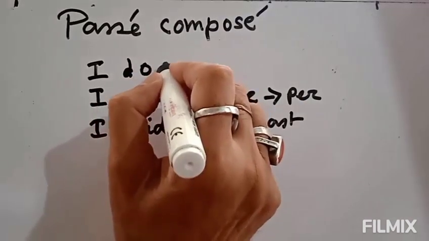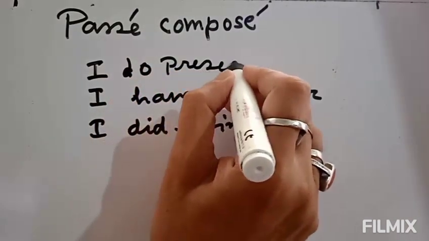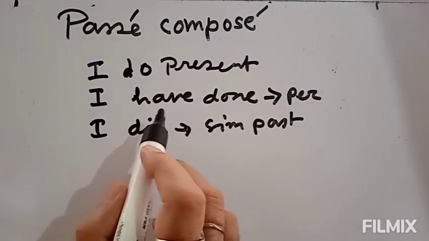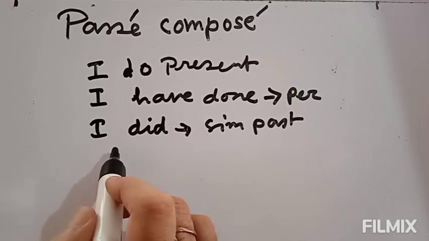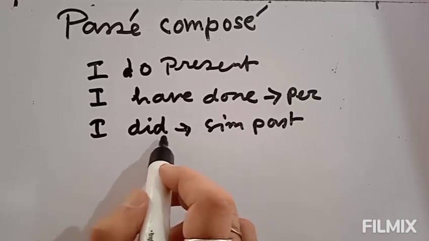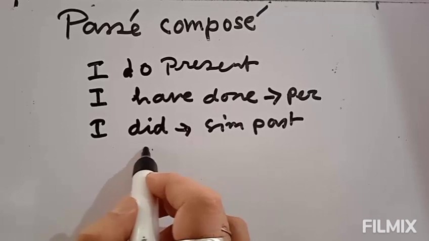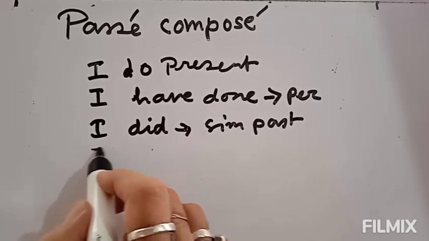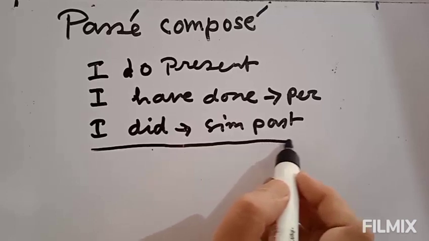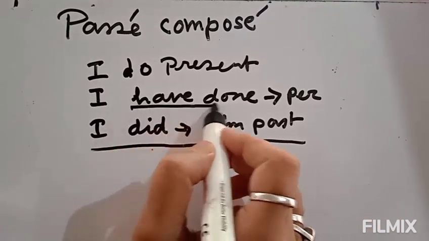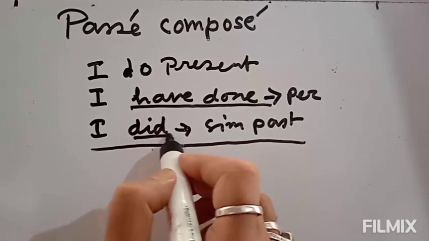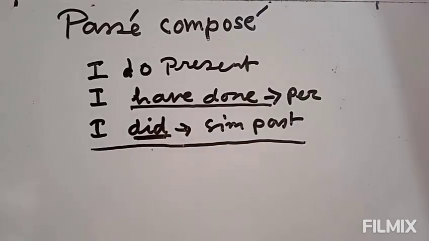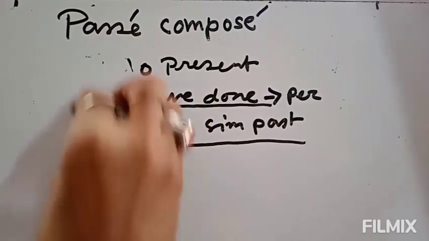"I do" is présent, say present. Whenever we want to express something as a perfect tense or simple past, which we use in English, passé composé is used in French to express this. Okay, this is the main thing. I think it is clear. If you have any doubt, you can give it in the comment of the video, and I'll be explaining.